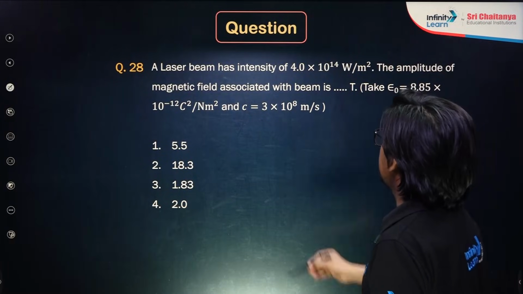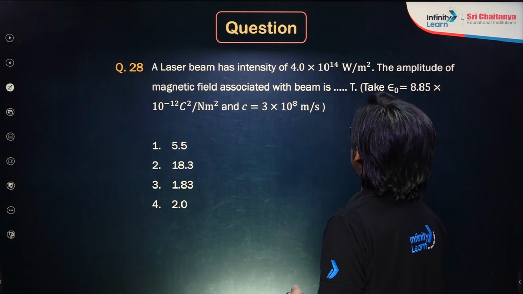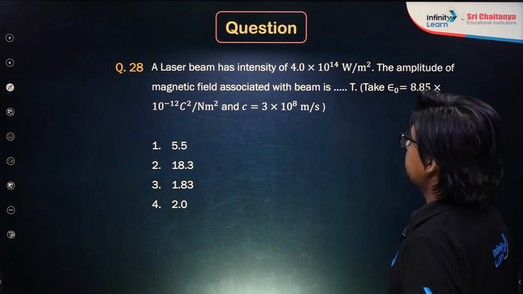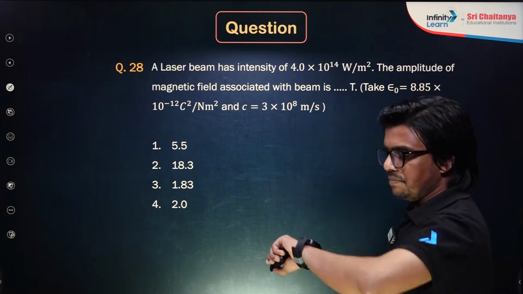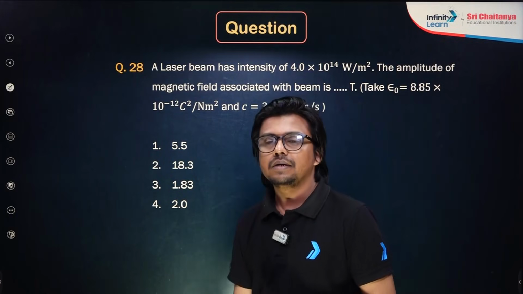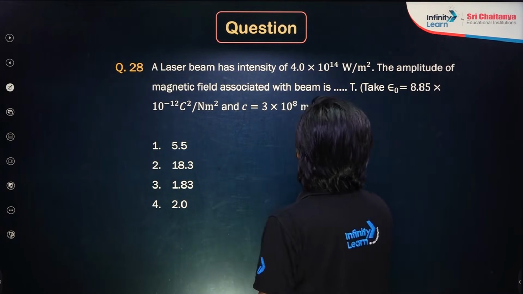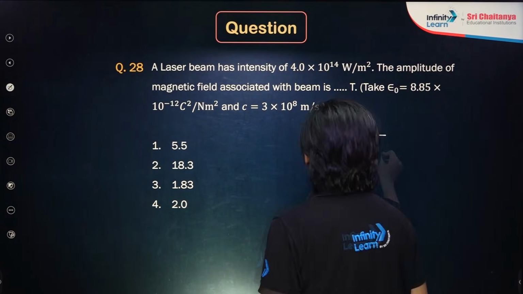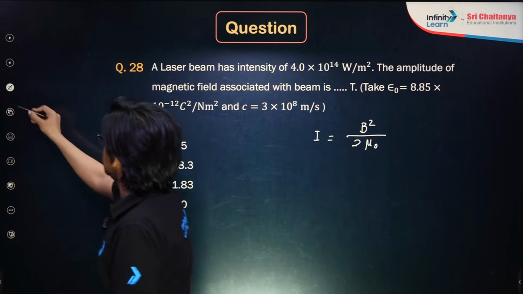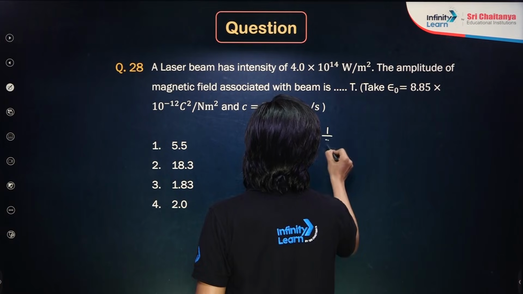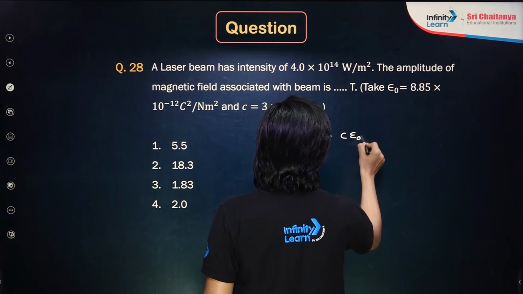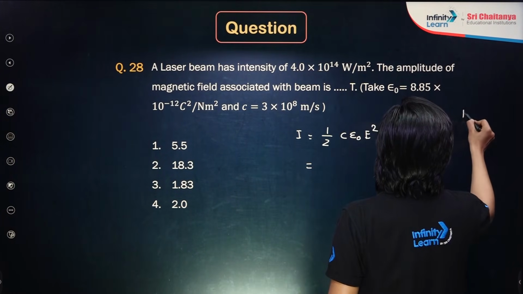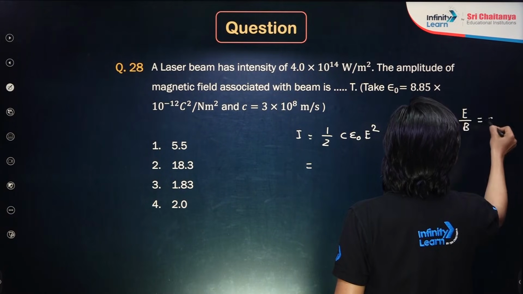Now the next one. A laser beam has an intensity of 4.0 into 10 raised to the power 14 watt per meter square. The amplitude of magnetic field associated with the beam is. You have to find that in Tesla. So you can write intensity is actually equal to B square divided by 2 mu naught. Or if I use that formula for intensity, you can just remember one formula and you can modify that. So 1 by 2 into C into epsilon naught into E square. So in place of E, there is a relation between E and B. E by B is actually equal to C.